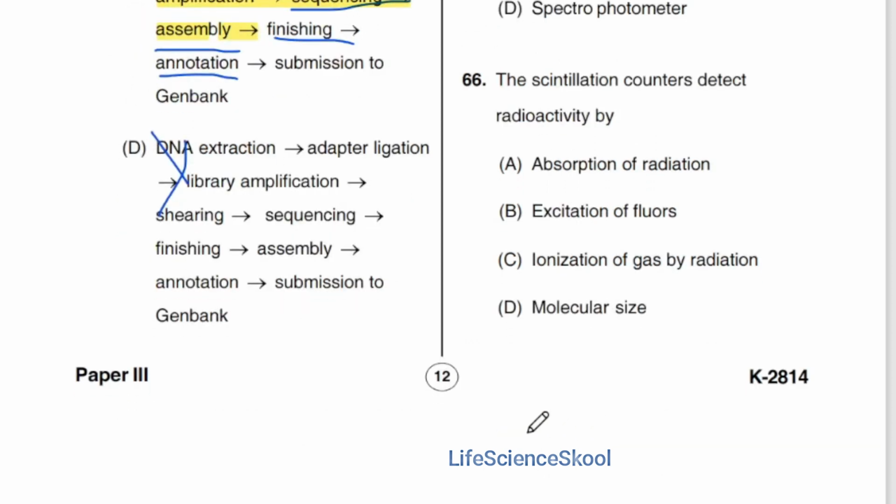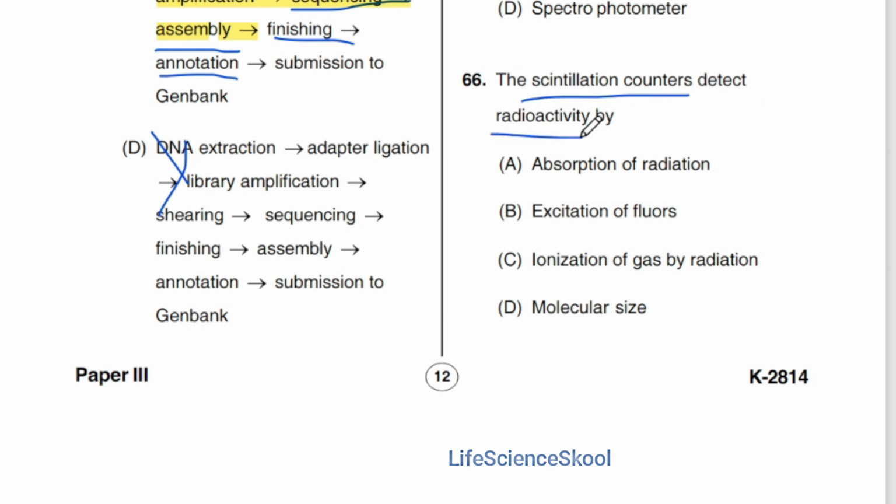Next, the scintillation counters detect radioactivity by: option A, absorption of radiation; option B, excitation of flows; option C, ionization of gas by radiation; option D, molecular size. First, we will know what is this scintillation counter. A scintillation counter is an instrument that is used for measuring ionizing radiation.